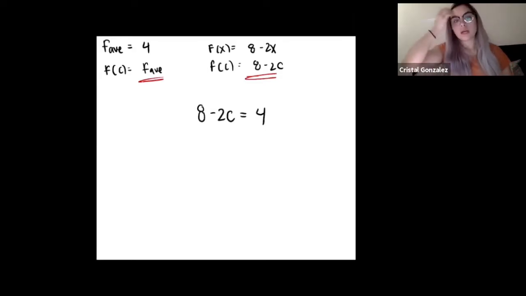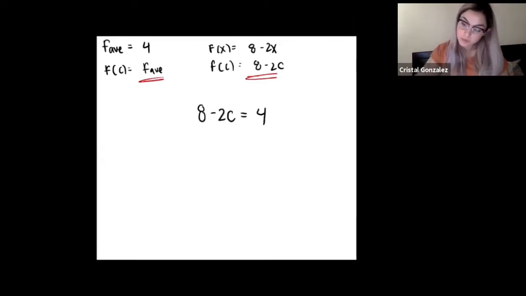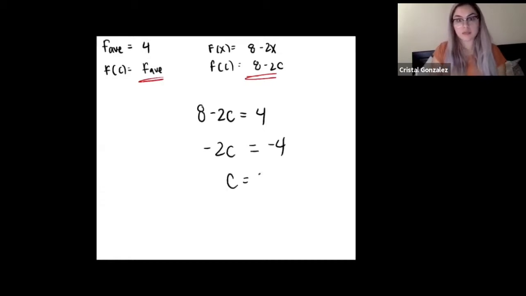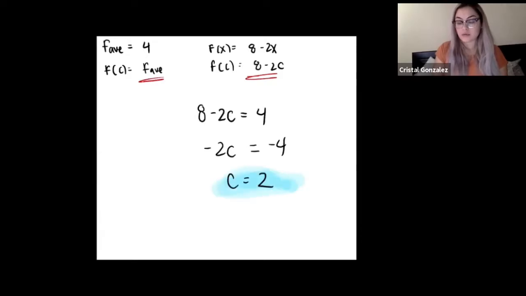So what you'll do now is just solve for c. Move 8 over to the other side and you'll get negative 2c equals negative 4. Then divide by negative 2 on both sides, and so you get c is equal to 2. So this here is the value c such that you get the average value of the function. Okay.